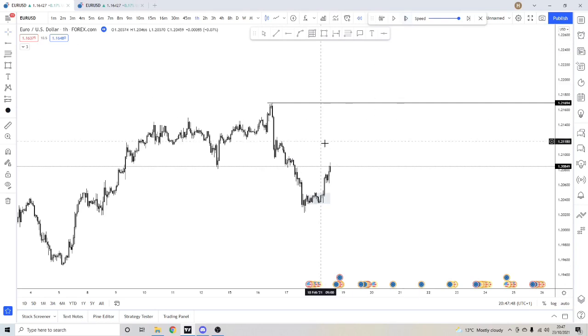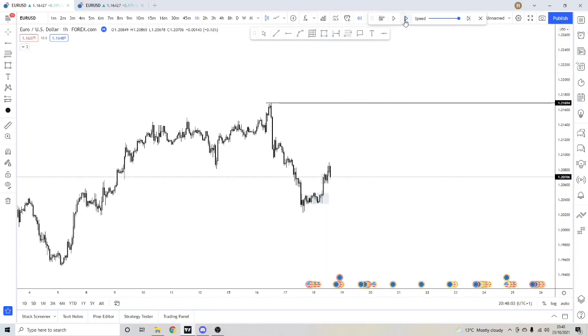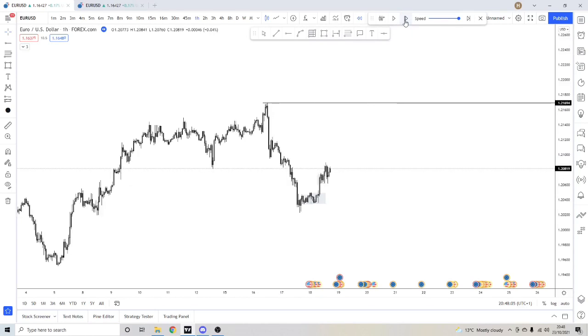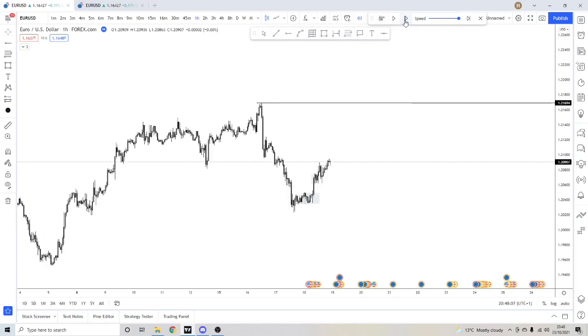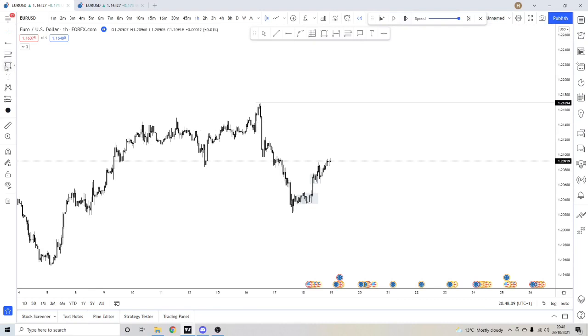Now we get this happen. Now we get this range created and broken out of. And then price comes back in and again initiates higher. So now we have this new range.